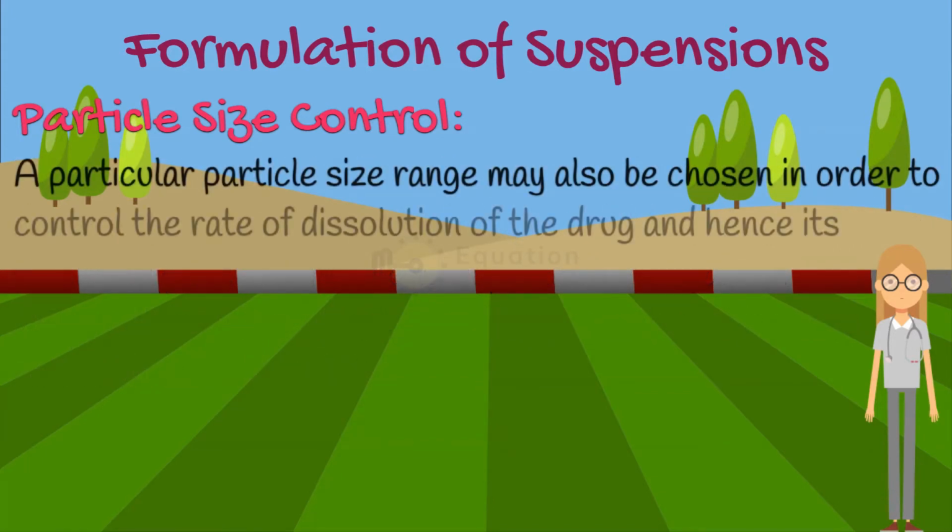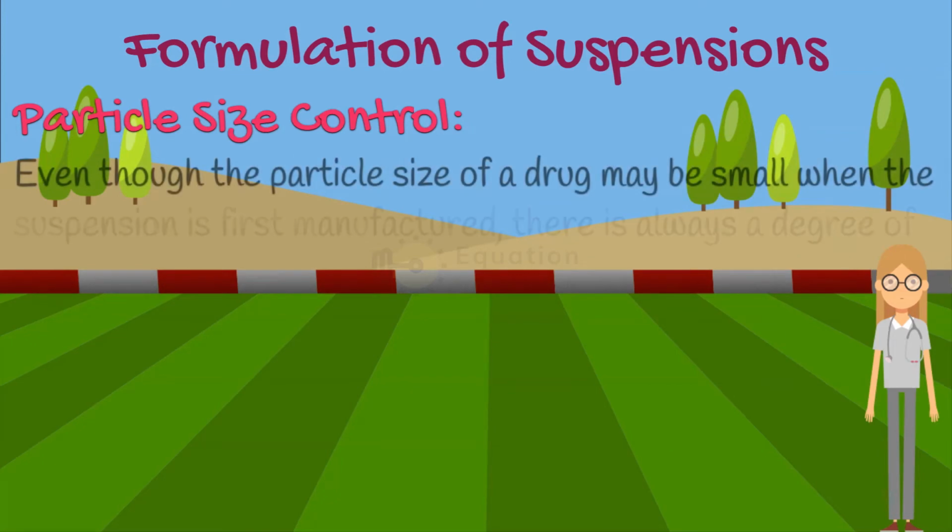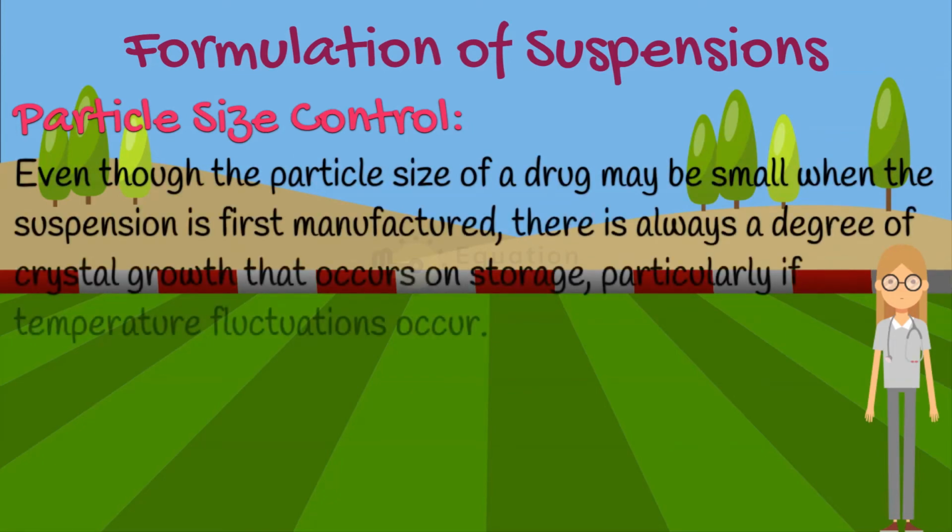A particular particle size range may also be chosen in order to control the rate of dissolution of the drug and hence its bioavailability. Even though the particle size of a drug may be small when the suspension is first manufactured, there is always a degree of crystal growth that occurs on storage, particularly if temperature fluctuations occur.